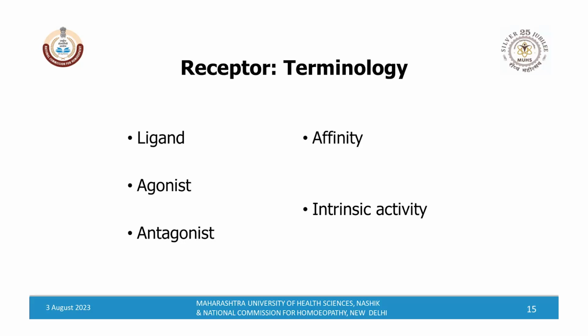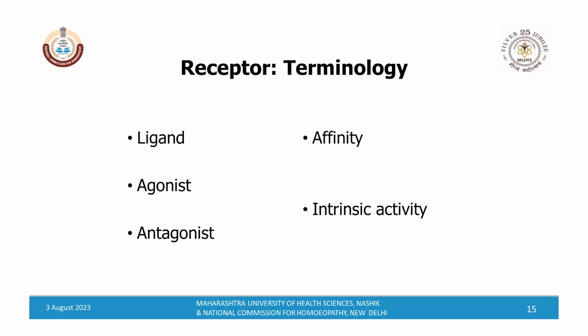Let us now understand two more terms, affinity and intrinsic activity. Affinity means ability of a substance to bind to the receptor, and intrinsic activity means ability of a substance to produce effect. So applying these two concepts, one can say that an agonist has both affinity and intrinsic activity because it binds to the receptor, but in addition it also produces action. So it has both affinity and intrinsic activity.